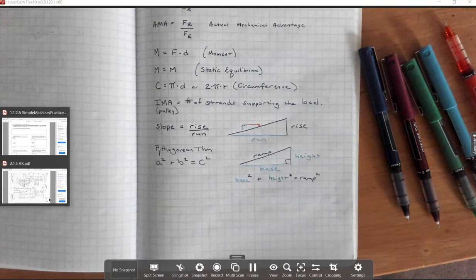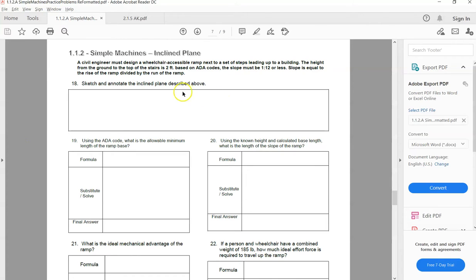So let's take a look here at the handout. First one just says to sketch and annotate the picture. And so we've got a civil engineer must design a wheelchair accessible ramp next to a set of steps leading up to a building. The height from the ground to the top of the stairs is 2 feet. Based on ADA, it's Americans with Disabilities Act codes, the slope must be 1/12 or less, and slope is equal to the rise of the ramp divided by the run. So they do remind you of that. Okay, so we've got a 2-foot elevation due to stairs and a slope of 1/12.